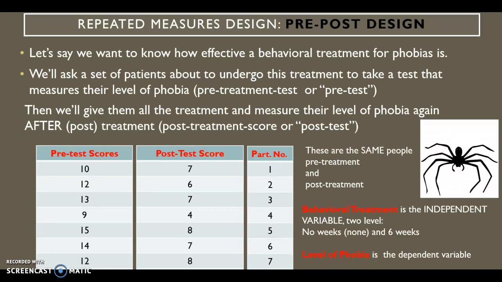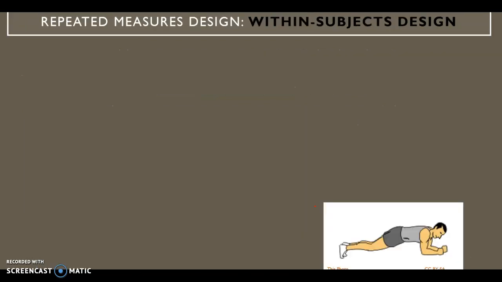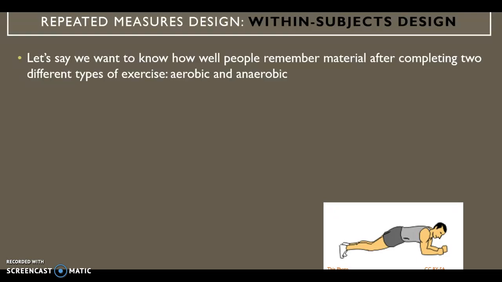And then the dependent variable is their level of phobia, and we want to know, does treatment affect their level of phobia? So that would be a pre-post design within the repeated measures approach. Another way of doing a repeated measures design is called a within subjects design. Here, instead of looking at pre-treatment and post-treatment, we're actually going to compare 2 different treatments. We're going to give them 2 different levels of the independent variable and see how it affects a dependent variable.